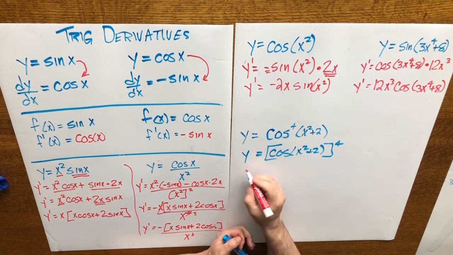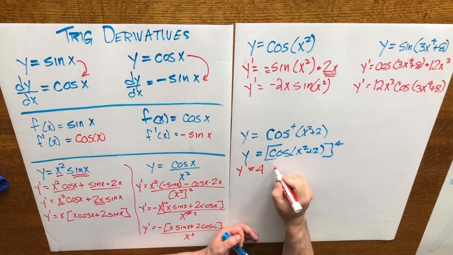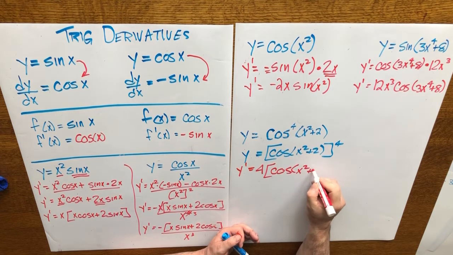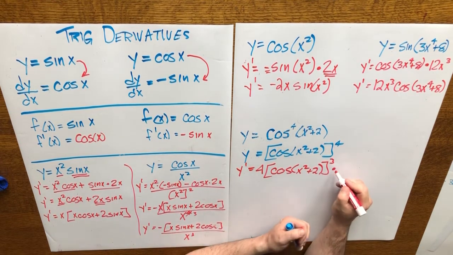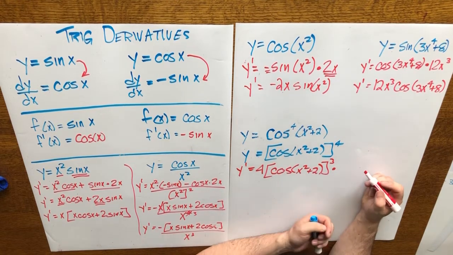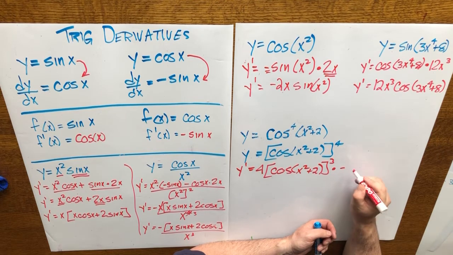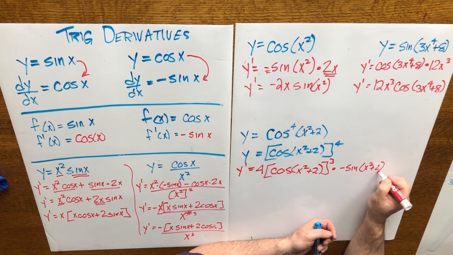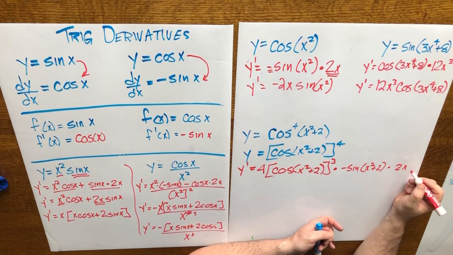And now we can do it like a chain rule question. Y prime equals, bring the 4 down in front. We would say 4 [cos(x squared plus 2)] to the exponent 3 times the derivative of what's inside the brackets. Well, what is the derivative of cosine? Derivative of cosine is minus sine times the derivative of the argument, 2x.